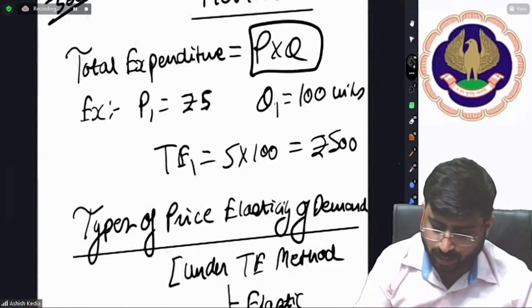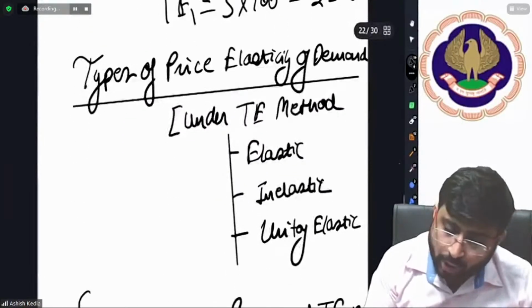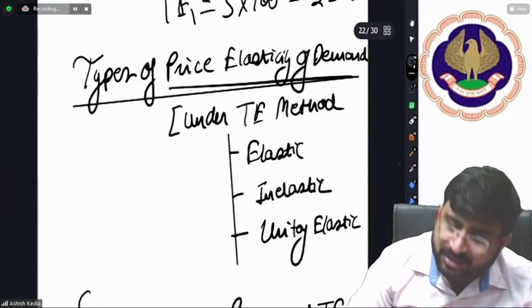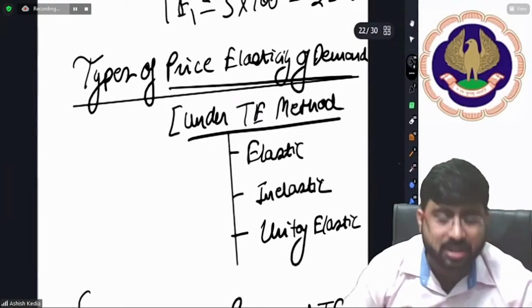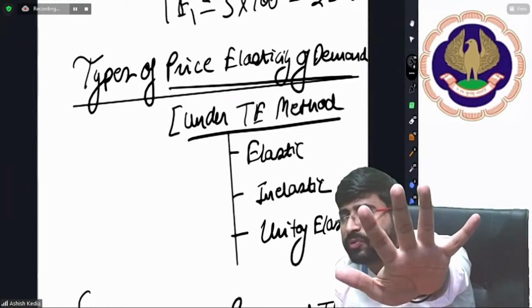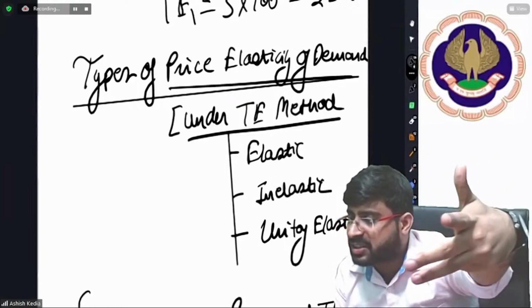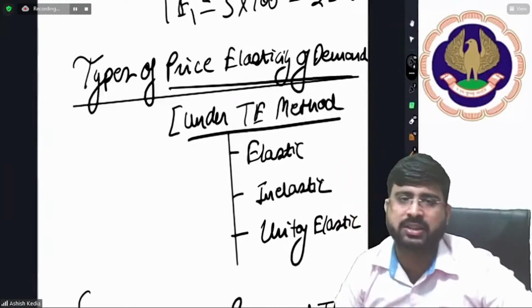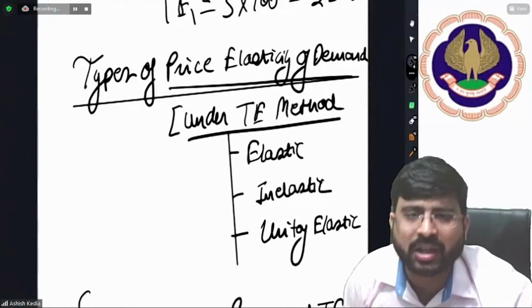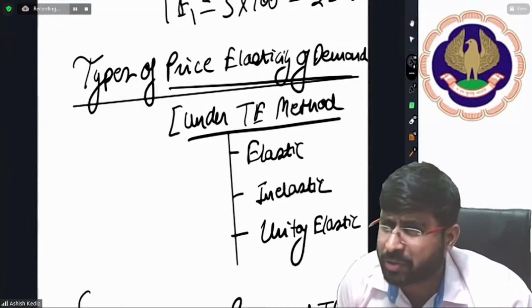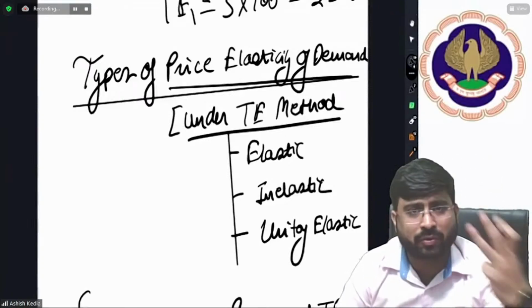Now coming back, as I told you, to calculate price elasticity of demand under the total expenditure method, there are not 5 types of elasticities. There are 3 types of elasticities.